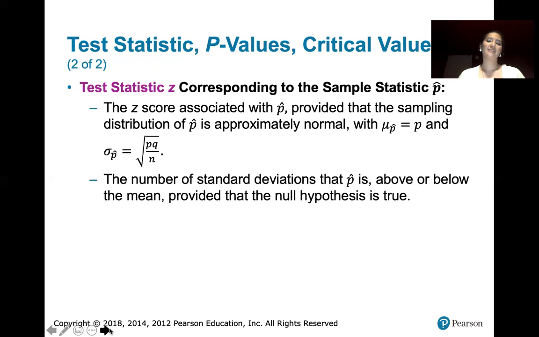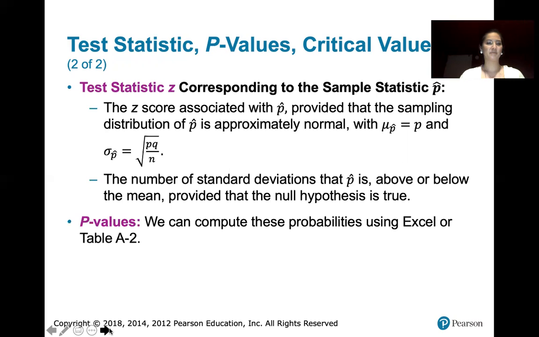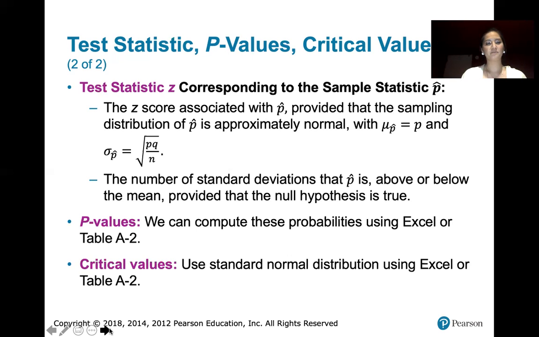This test statistic will allow us to see if p hat is significantly high or significantly low by looking at whether the test statistic is significantly high or significantly low. And then p-values are the corresponding probabilities. So these are probabilities or areas in the tails beyond that test statistic z. We can compute these probabilities using Excel or Table A2 or other forms of technology. And critical values are values of z that separate the typical values of the test statistic from those that are significantly high or significantly low.